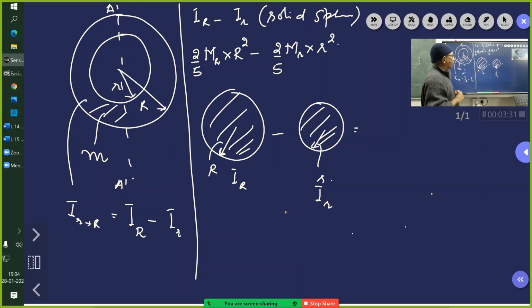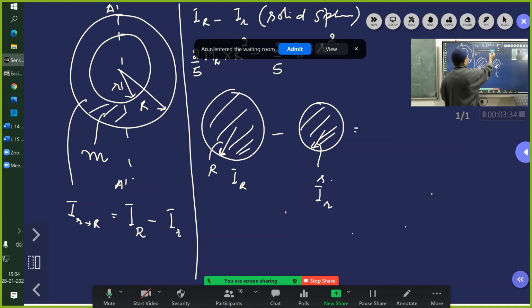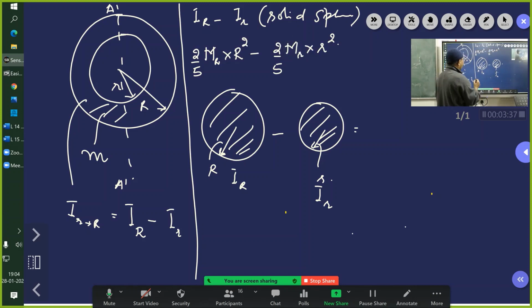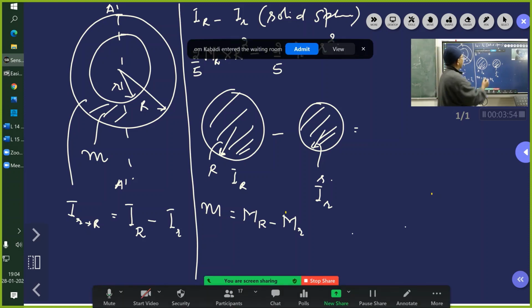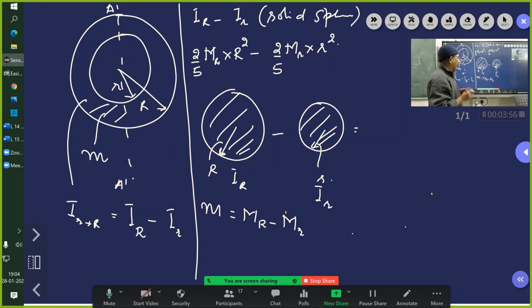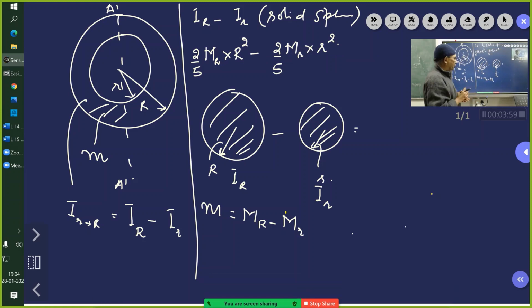Correct? But the data that they have given us is M equal to M_R minus M_r. They have not given these two quantities individually. So under these circumstances, we will have to see something which is common to both the spheres. I am sure all of us will appreciate that. It should be the density. The density should be same.